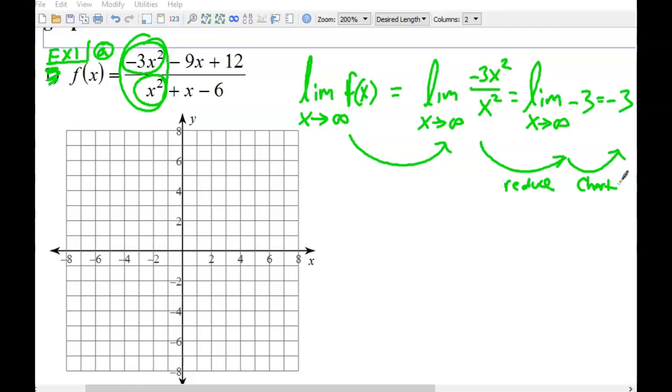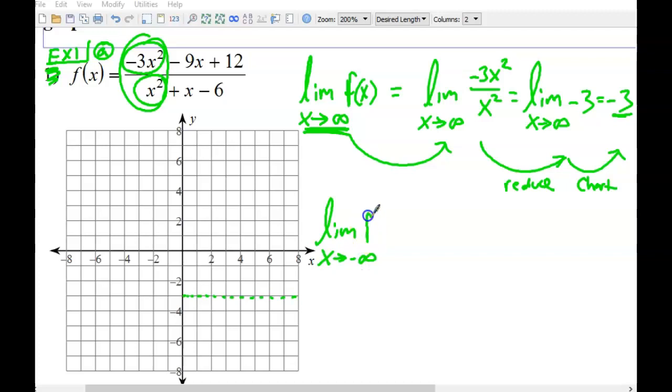What that means is that as my function moves to the right, it's approaching a y value of negative 3. And what that means is as I go to the right, I have a horizontal asymptote at negative 3. Now, you could do the same thing for what happens to the left.